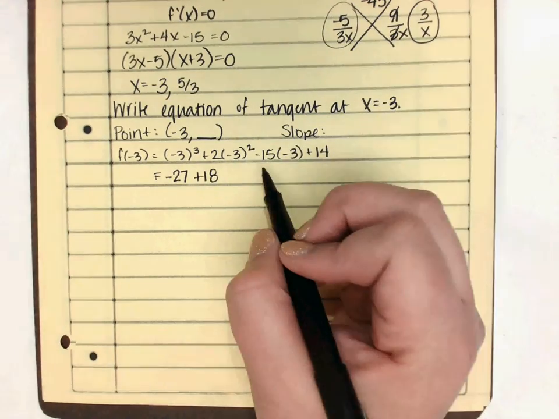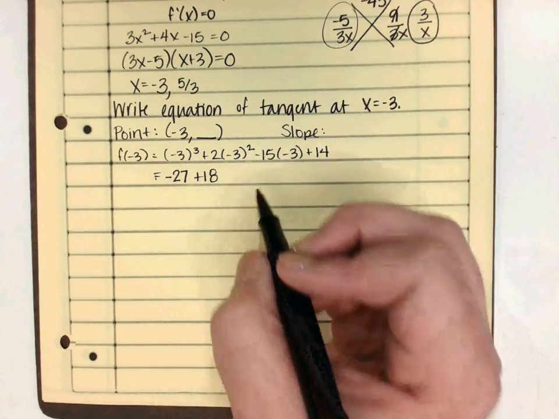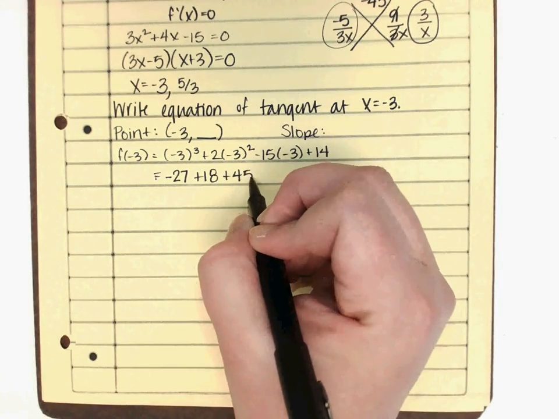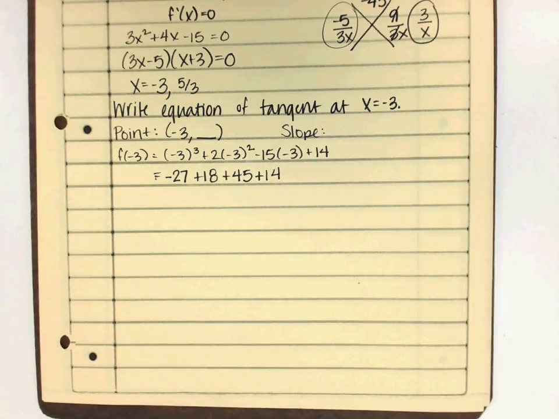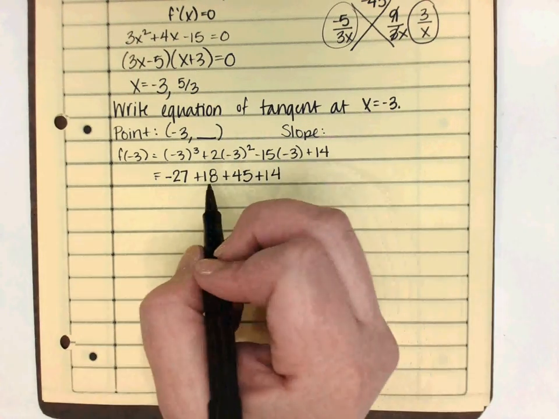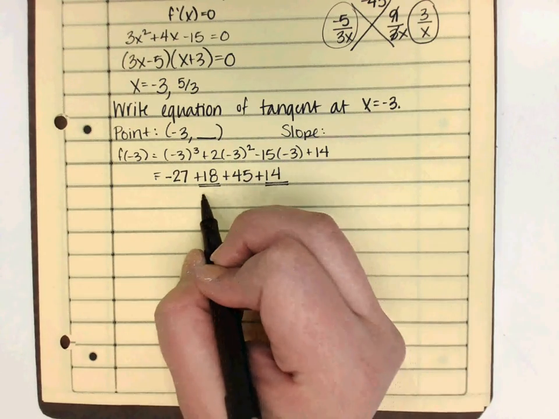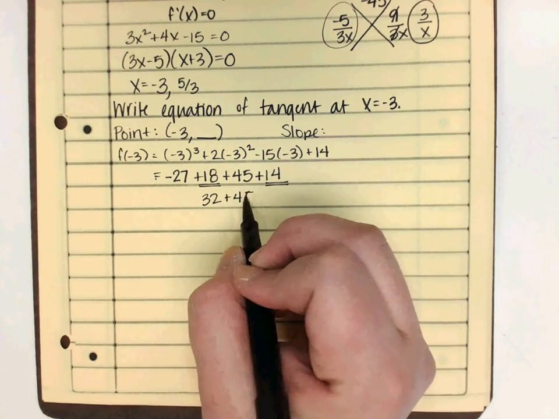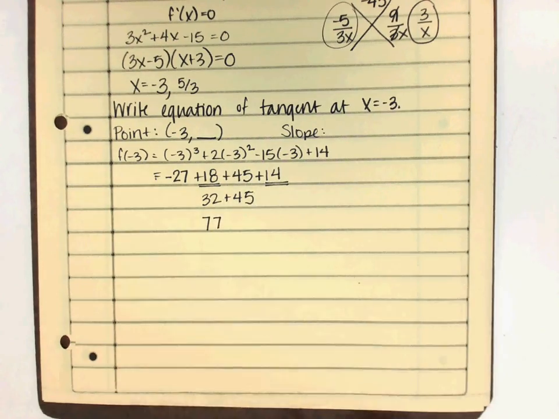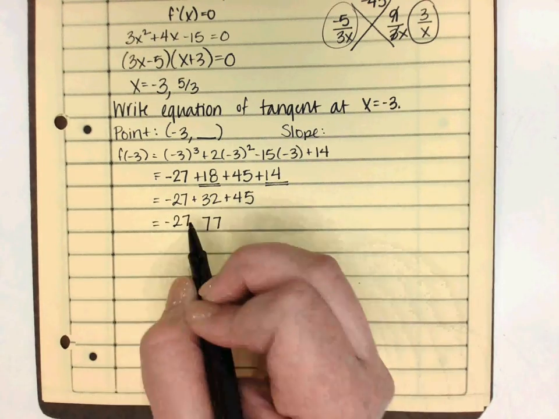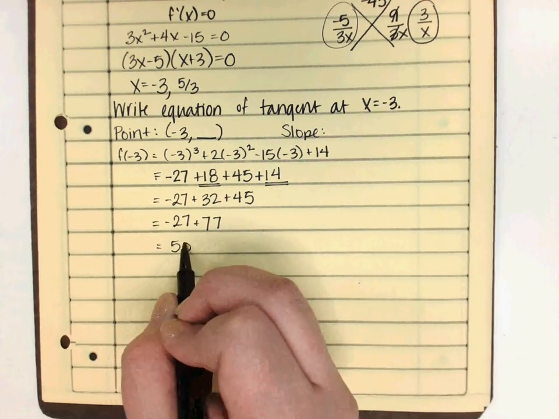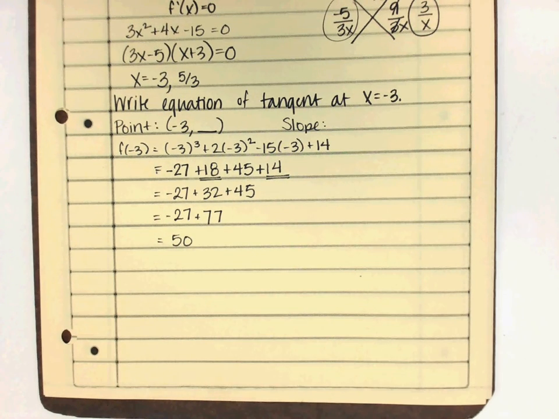Okay, then I have minus 15 times minus 3. What's that? Plus 45. Last one, plus 14. This guy and this guy make 32. 32 plus 45 gives me 77. And then I have to subtract 27 from that. It'll just be 50, right? Because the 70s will cross out. Okay, now on the AP test, would they make you do that? Probably not. Maybe, but probably not, right? Okay, so 50 is my y value.